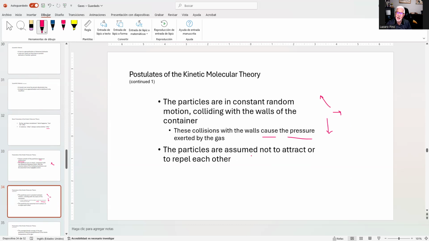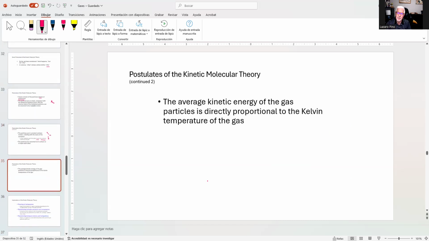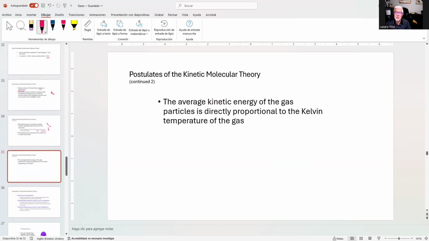The particles are assumed not to attract or repel one another. The average kinetic energy, remember that kinetic energy is the energy related to the particles in movement, of the gas is directly proportional to the Kelvin temperature of the gas.